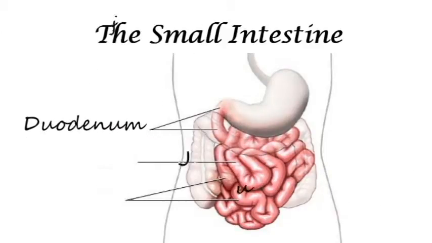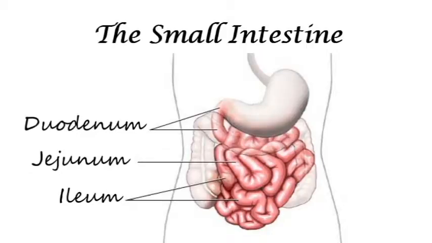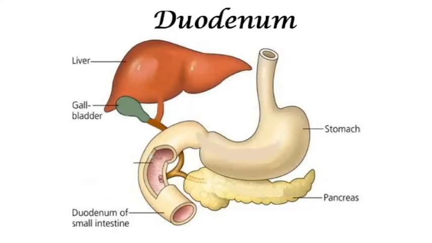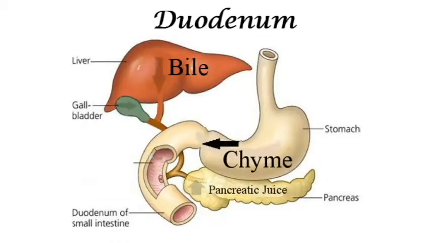At 18 feet in length, the small intestine is composed of the duodenum, the jejunum and the ileum. The duodenum is the first and shortest segment of the small intestine. It receives partially digested food known as chyme from the stomach and plays a vital role in the chemical digestion of chyme in preparation for absorption in the small intestine. Many chemical secretions from the pancreas, liver and gallbladder mix with the chyme in the duodenum to facilitate chemical digestion.